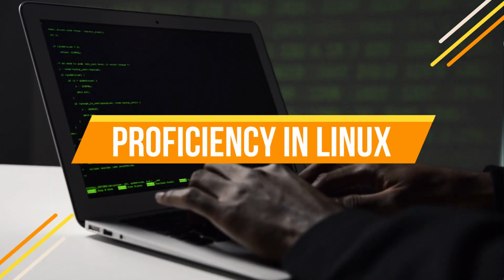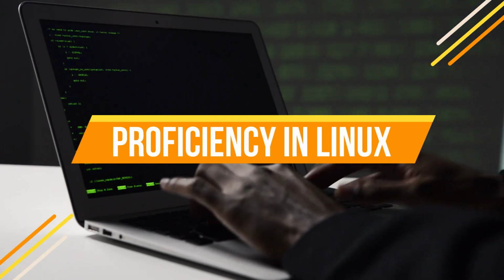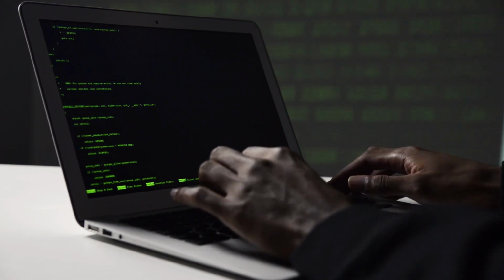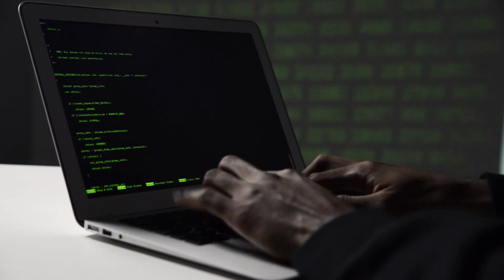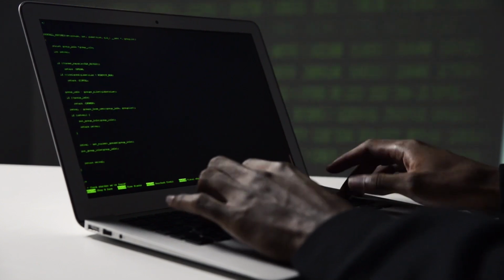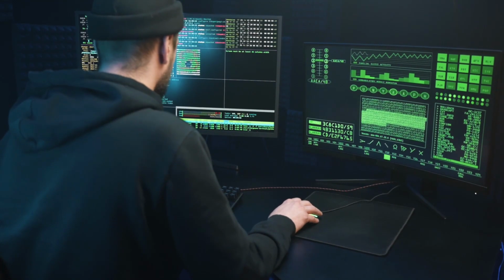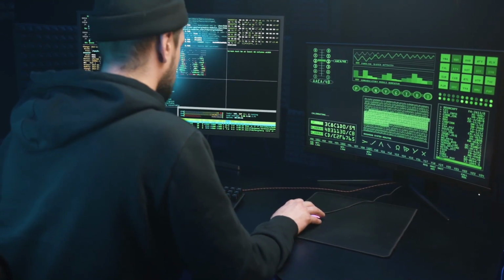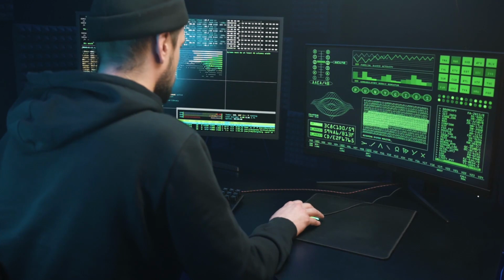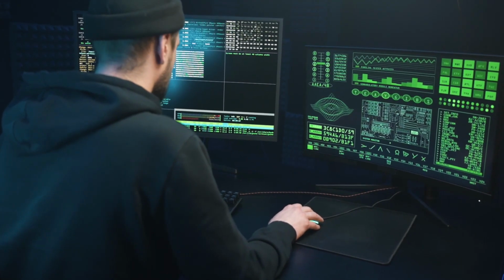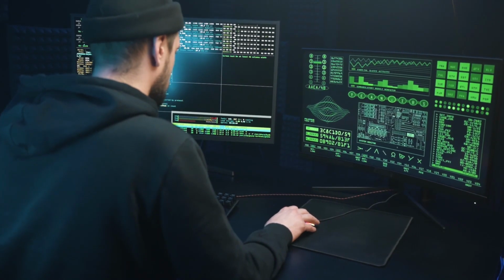Proficiency in Linux. Linux is a foundational and highly recommended skill in the field of cybersecurity. Linux is widely utilized as the operating system for servers, network devices, and embedded systems, making it common in enterprise environments and critical infrastructure. Cybersecurity professionals with expertise in Linux possess a deep understanding of its command line interface, security features, and the ability to navigate and secure Linux-based systems effectively.